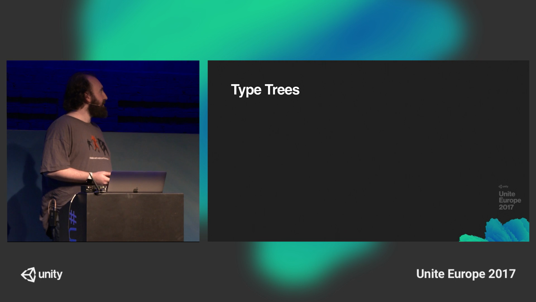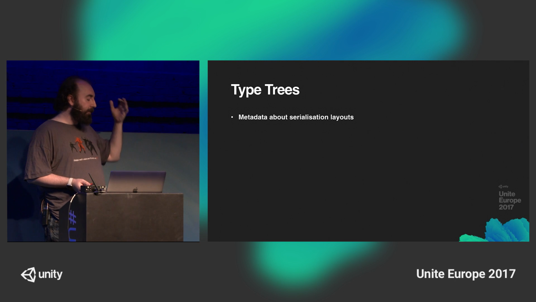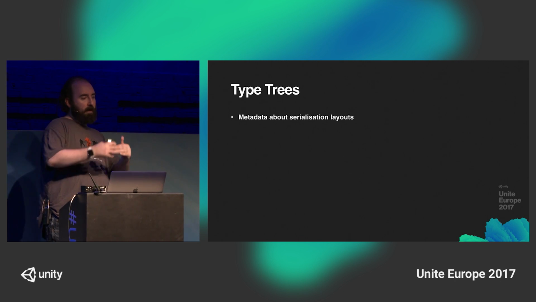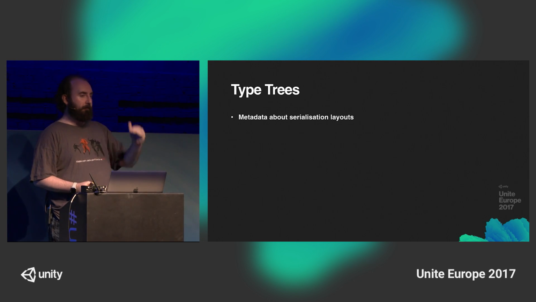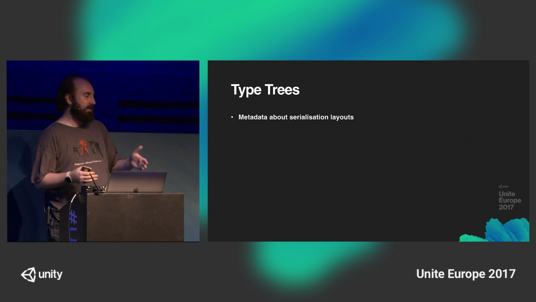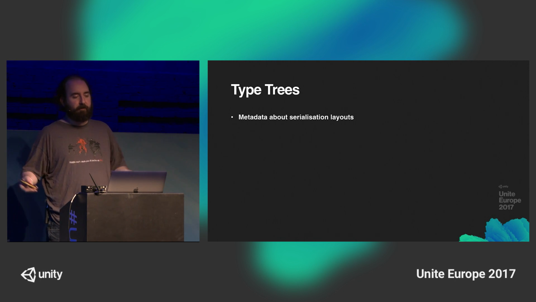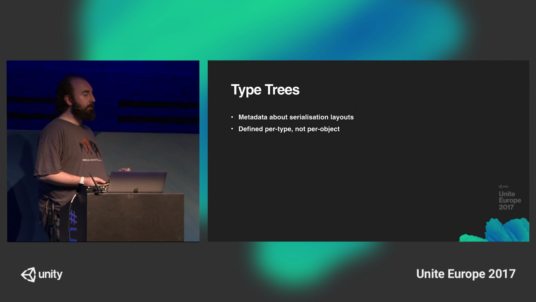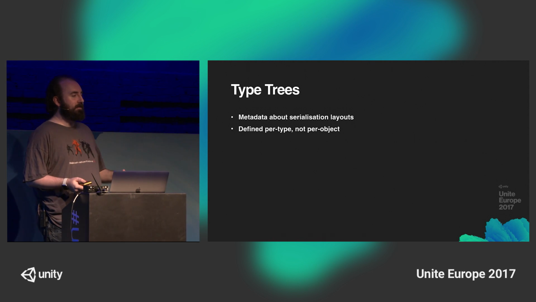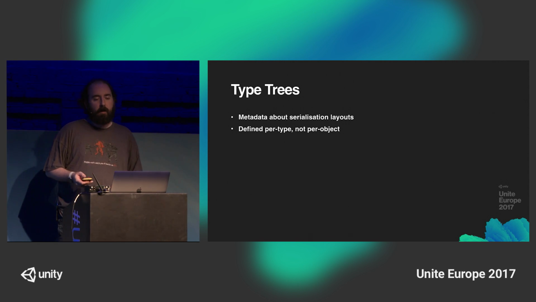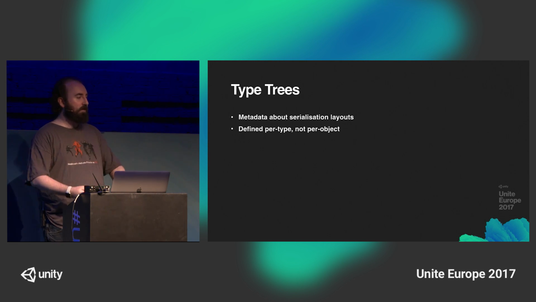So a little aside about type trees. They are metadata about the serialization layout. Given just a buffer of serialized bytes, they describe that bytes 0 through 4 are the x component of this vector that's called m position, or something like that, and then bytes 4 through 8 are the y component, et cetera. They're defined per type, not per object. The size of all of your files, if we did this per object, would go through the roof. And it's also necessary for speed reasons as well. We want to generate these things once and then cache them.